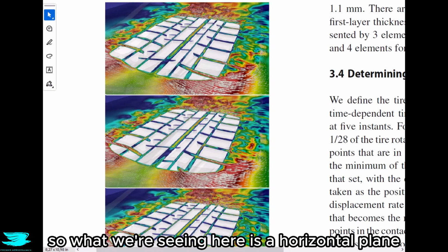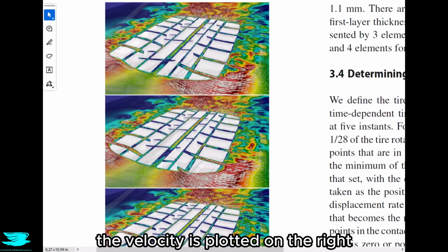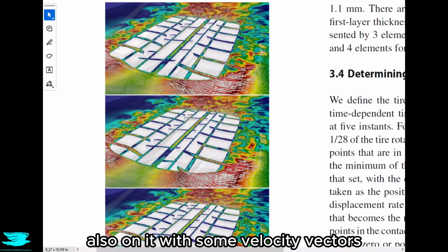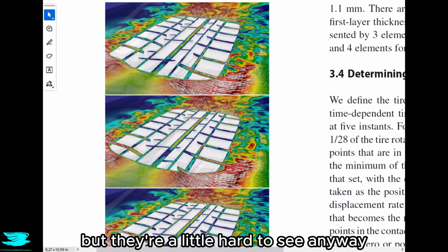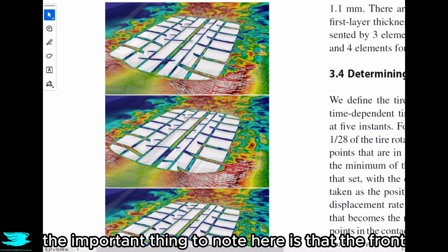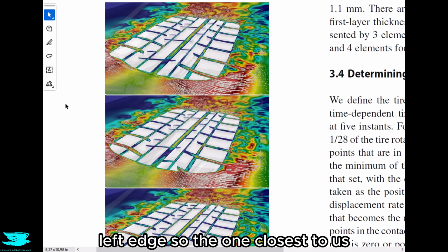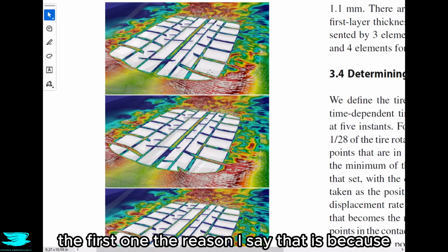So what we're seeing here is a horizontal plane cutting through 5.9 millimeters off the ground. The velocity is plotted on it, with some velocity vectors showing the path of the flow, but they're a little hard to see. Anyway, as we go from top to bottom, we see different time steps. The important thing to note here is the front left edge, the one closest to us, and how close the lateral groove is to the front of the first one.